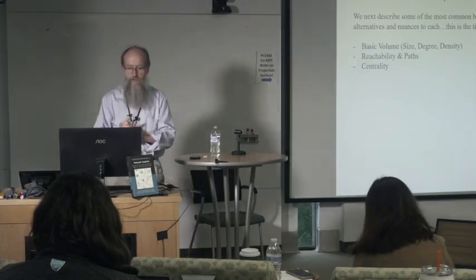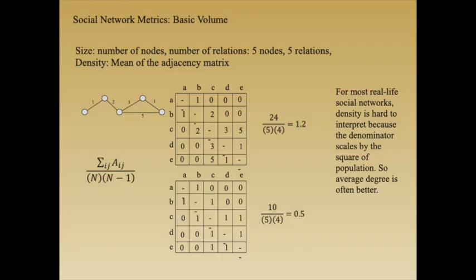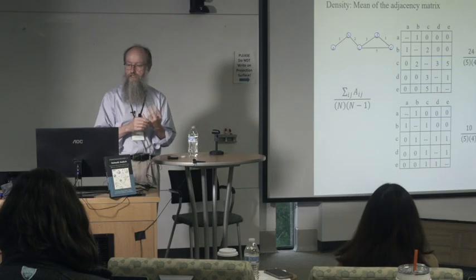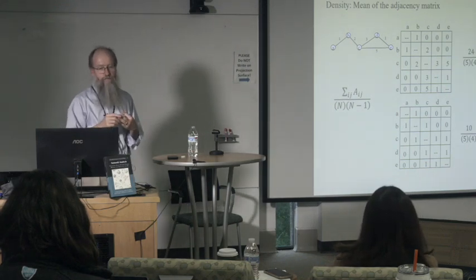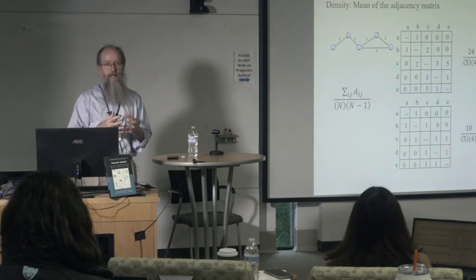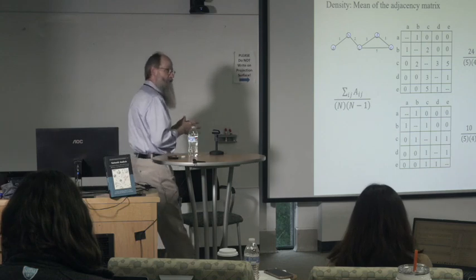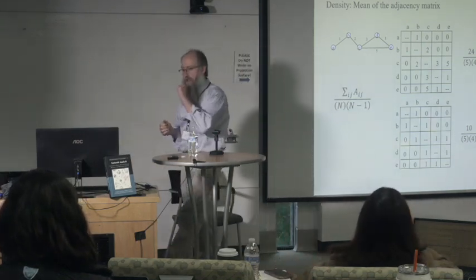And then centrality, which is arguably the most commonly used metric on the network. So you've seen this already. This is the simple adjacency matrix. The basic volume features that people care about are first the size, which is just the number of nodes and the number of edges. In this case, you have 5 nodes and 5 relations in this little graph. And then the main volume feature that people tend to care about is something called density. Density is the average value of the adjacency matrix. It's the average value of edges across all relations in the network.